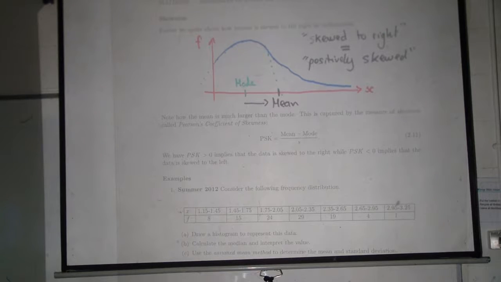I think it's on the autumn paper. The other lecturer has written the paper and it says, is it positively or negatively skewed? I prefer to say, is it to the right or left? And they said, well, I've already written it. I said, well, I'll show them both.